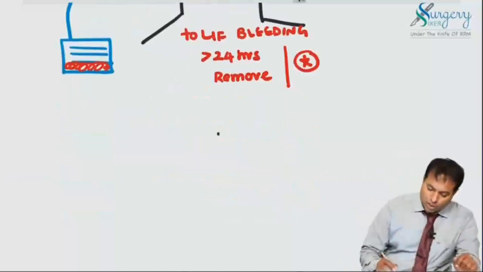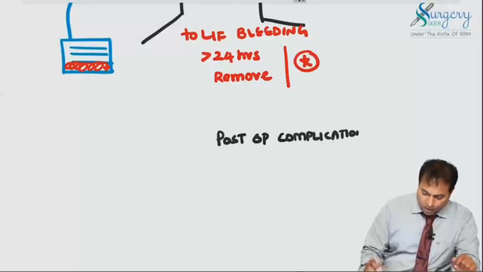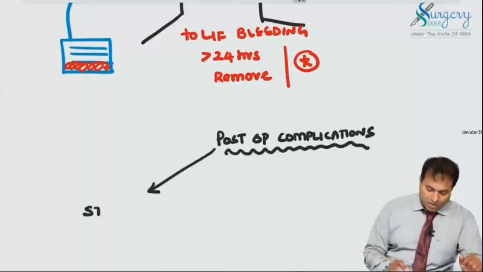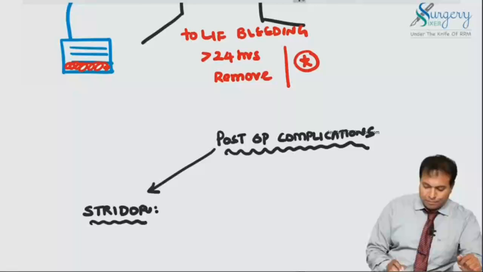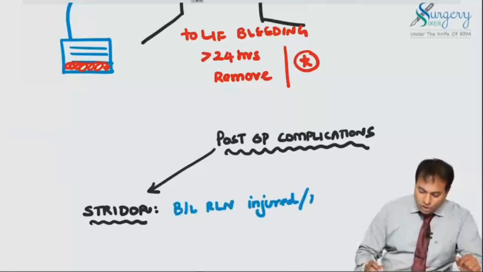What are the post-operative problems? Post-operative complications of this operation. Surgery is completed, patient shifted to the ward. The moment you extubate, you can see a stridor. If the patient develops stridor at extubation, what is the reason? Bilateral recurrent laryngeal nerve is injured or there is neuropraxia.